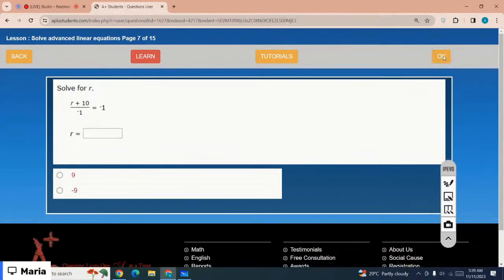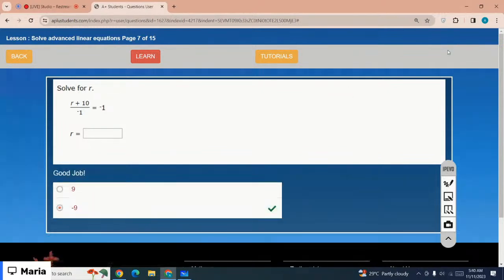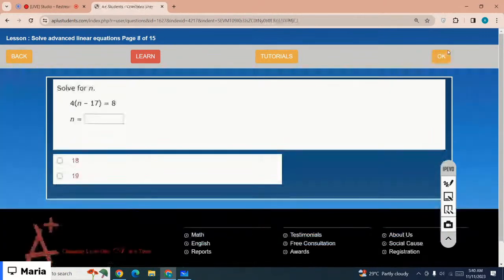Okay, the next one is r plus 10 over negative 1. So multiply both sides by negative 1, right? So then r plus 10 equals 1. And 1 minus 10 is again negative 9. Okay, you can complete the lesson by yourself later today.